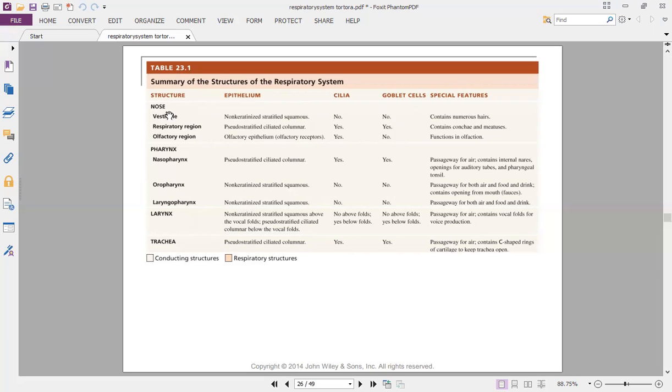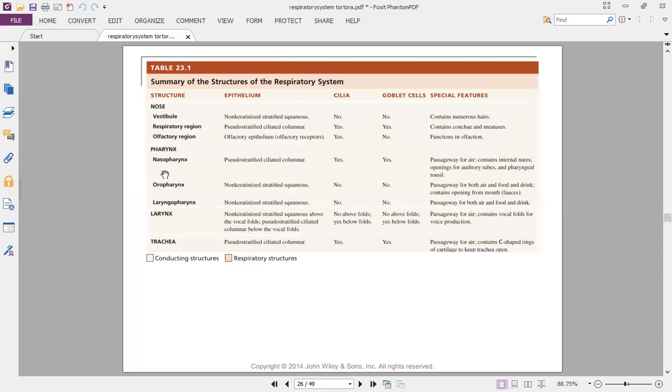So in the nose region, you can see the epithelium is non-keratinized, pseudostratified, and olfactory epithelium having olfactory receptors. The pseudostratified ones have cilia, but the non-keratinized do not have cilia. Goblet cells are not present in any except the pseudostratified ciliated one, which contains the goblet cells that produce mucus.